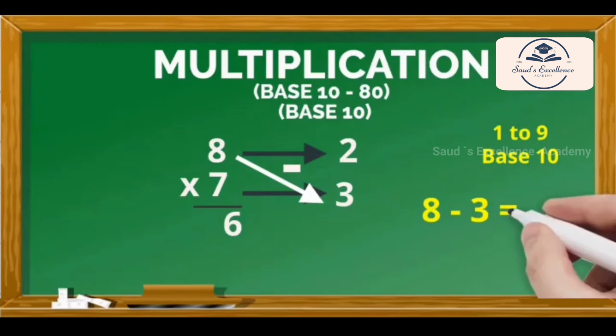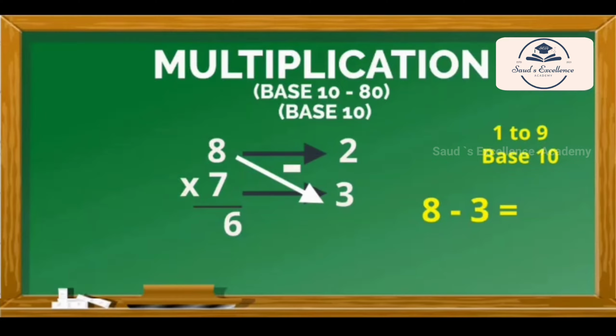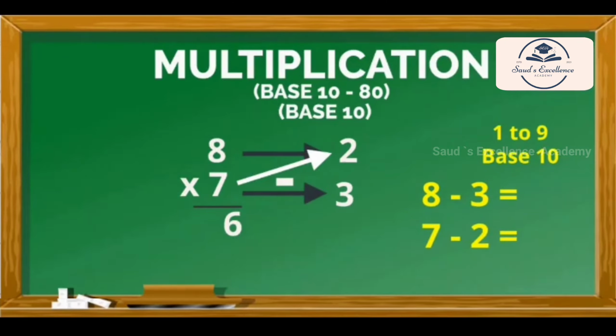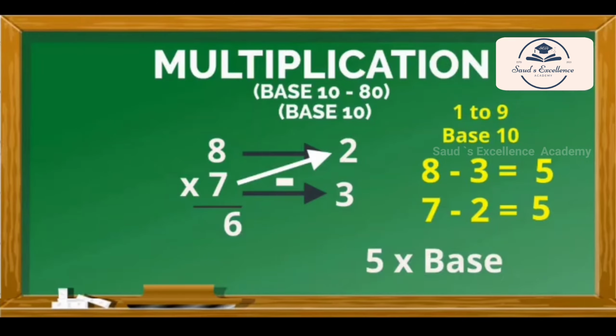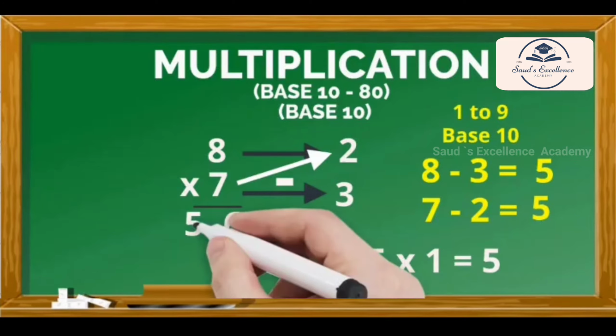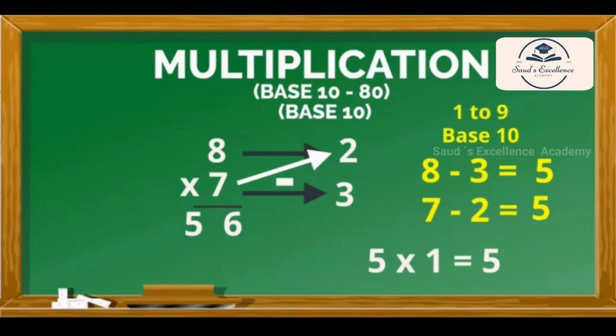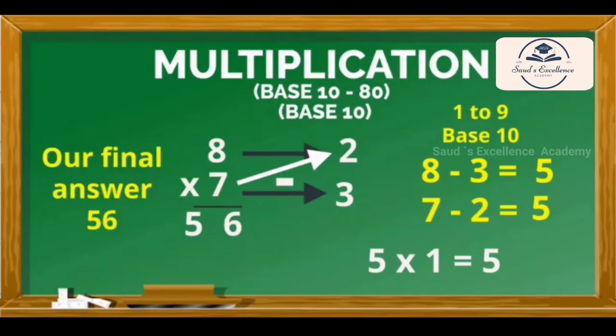Next step, we subtract crosswise: 3 from 8. And again we subtract crosswise: 2 from 7. We have the same answer, 5. Now, we multiply 5 with the base. For base 10 we write 1, 5 multiplied with 1 equal to 5. And we write 5. Our final answer is 56.